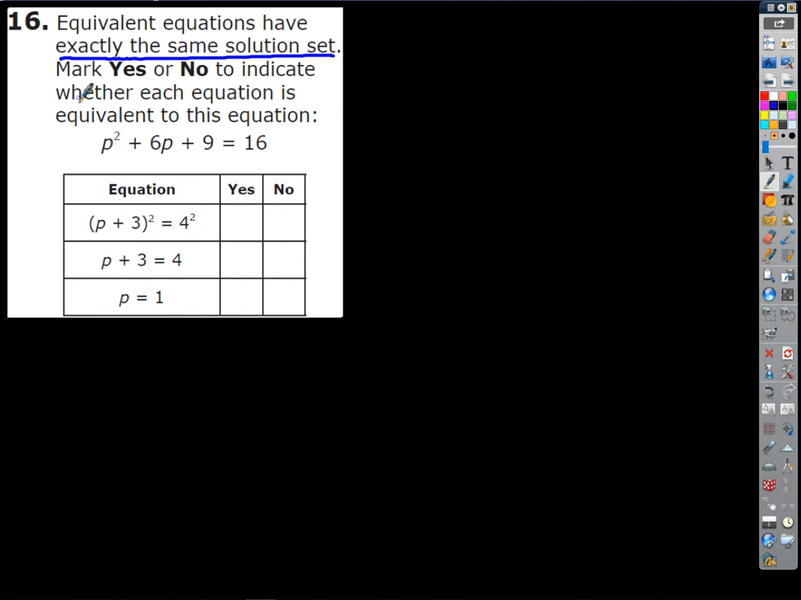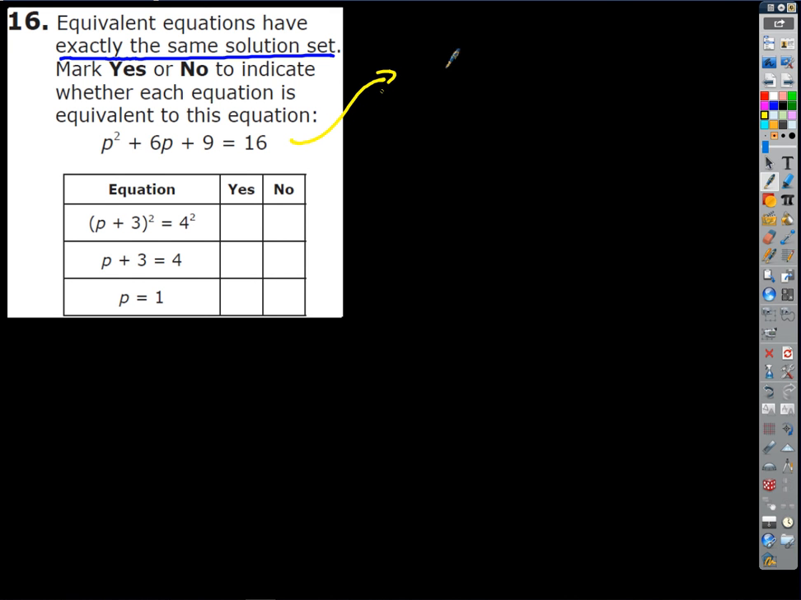How many solutions should we expect to get out of that equation? 2. Okay? So any of these equations down here, in order to have the same solution set, has to have how many solutions? 2. Well, right away, we can see that that one's going to be a no, isn't it? Case closed. Okay, probably. And I guess we probably should do something first. We probably should just solve this thing. Let's do that.